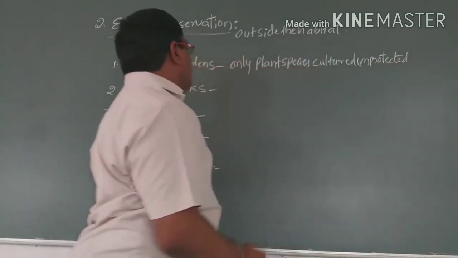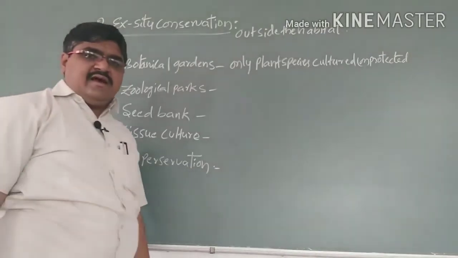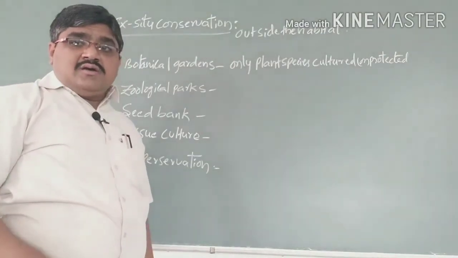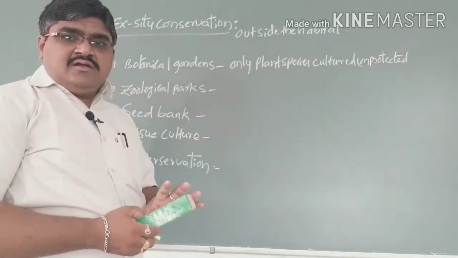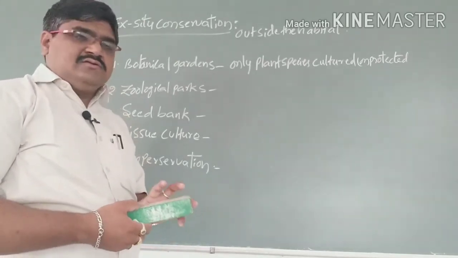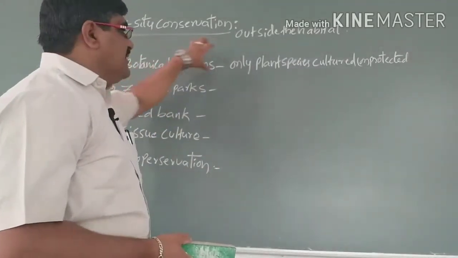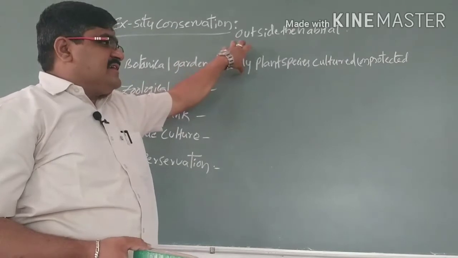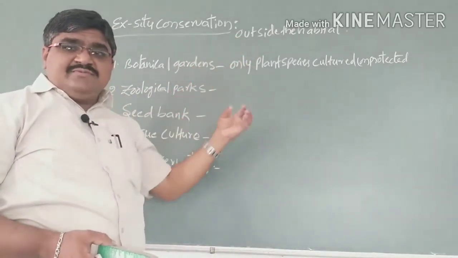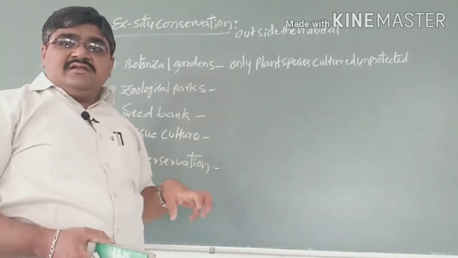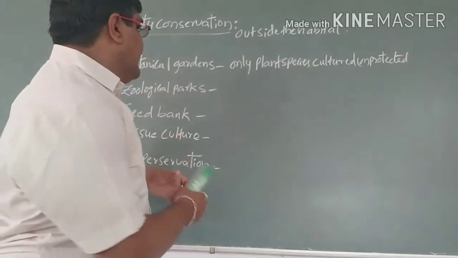So here we can call that the botanical garden, like the Indian Botanical Garden in Kolkata, and also here in Karnataka we have botanical gardens. These are the gardens where only the plant species are cultured, cultivated, or protected, especially species which are extinct or threatened. So we call that a botanical garden.